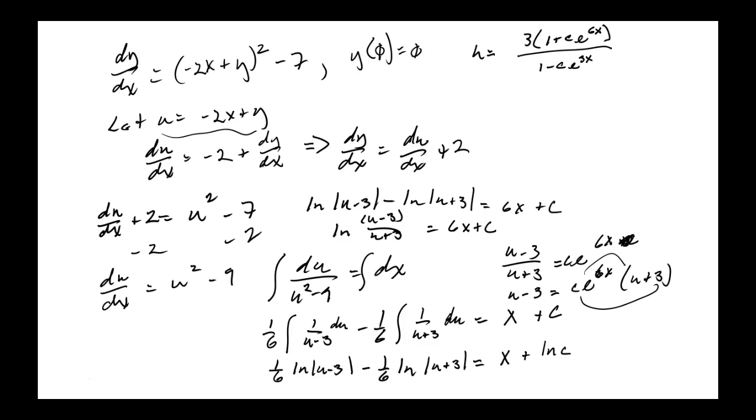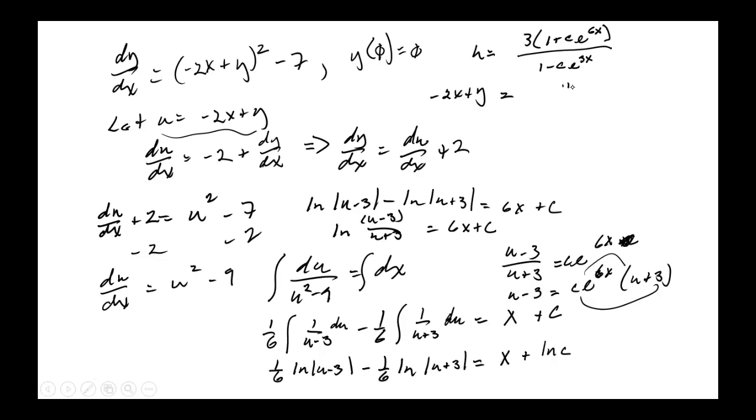Now, at this point, we go back here and plug in minus 2x plus y. So this will be minus 2x plus y is equal to this thing. Okay? And then you add 2x to both sides, and you get y is equal to 2x plus that thing. And there's your final answer.